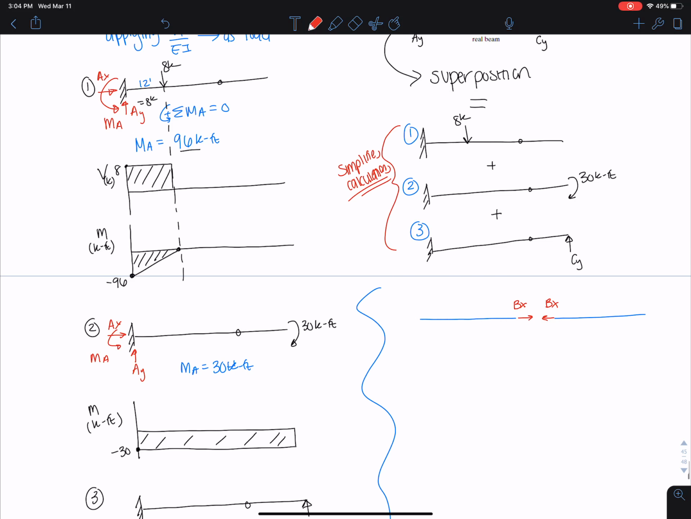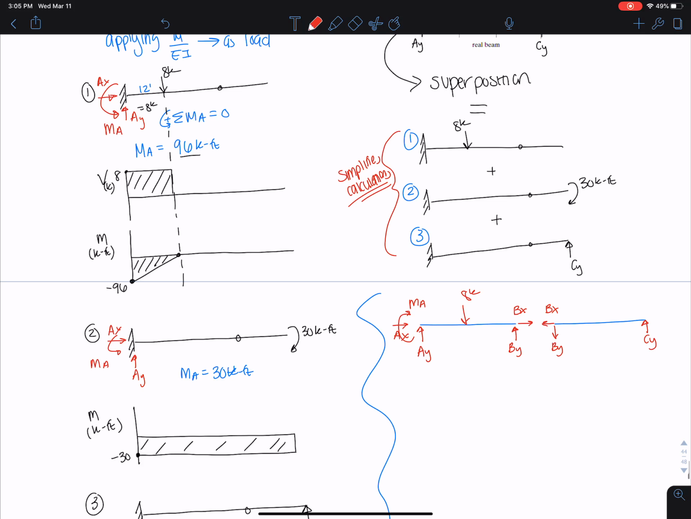We have an AY, an AX, an MA. I'll call this BY. That means we have an equal and opposite BY. And then, of course, we have a CY. And then we had an 8 kips applied here. And we had a 30 kip foot moment applied at the end here. Okay, so now we can start from this side here.